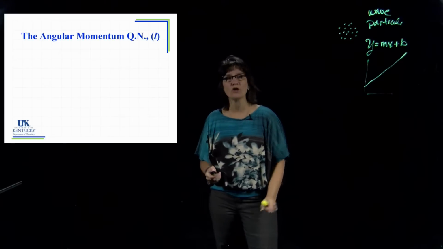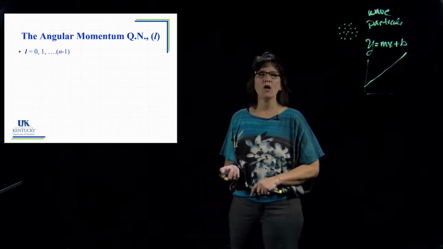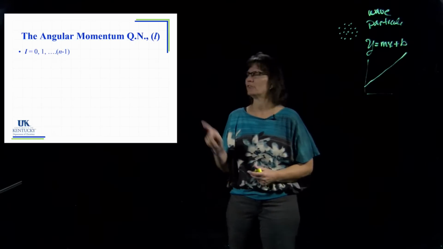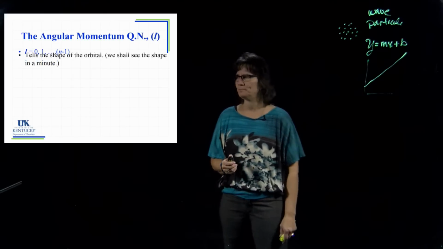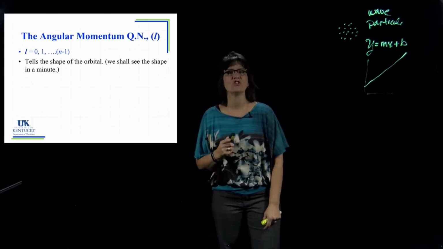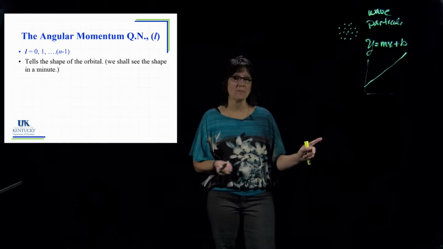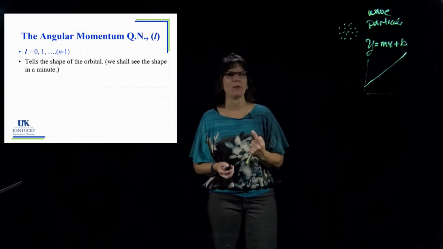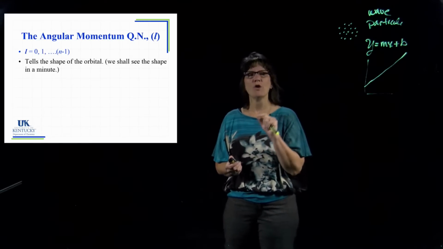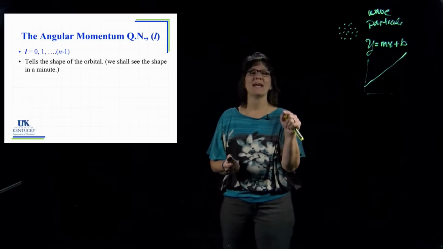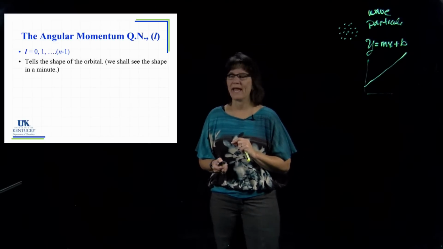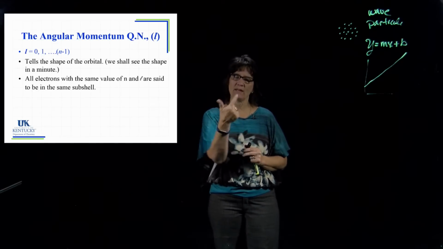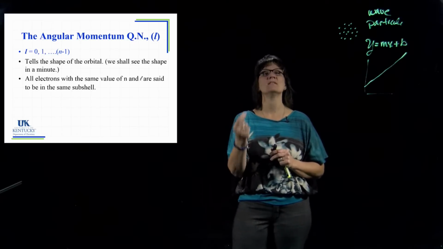Now the values of L are dependent upon the value of N. L can start at 0 and it can keep going up by increments of 1 until you're 1 less than N. So L up to N minus 1. And this tells us the shape of the orbital. Now I'm going to show you the shapes in another lesson, but it is going to tell us the general shape of that. It's also going to give us a name, and we're going to see the name here. When we know the value of the L, we're going to be able to say a name for what we call a subshell. Okay? So all electrons that have the same N tagged to it and the same L tagged to it are said to be in the same subshell.